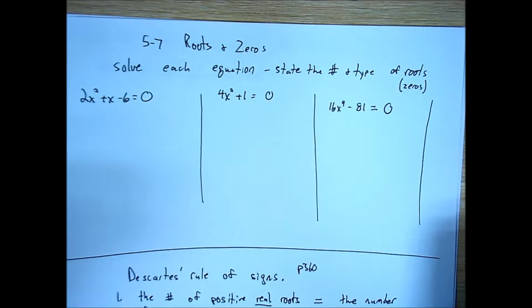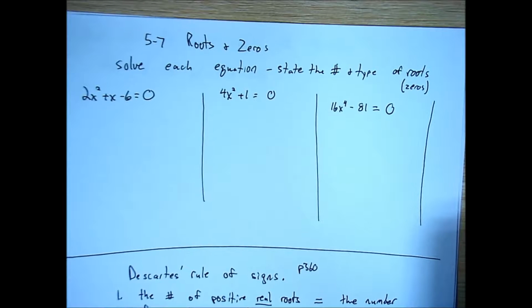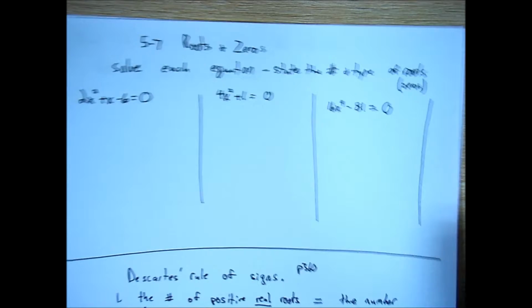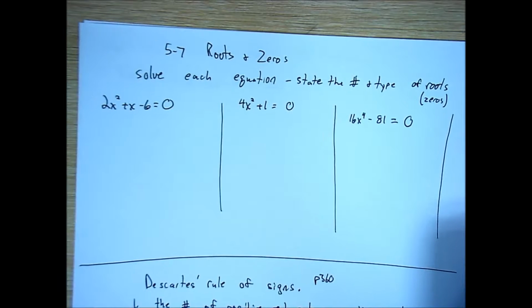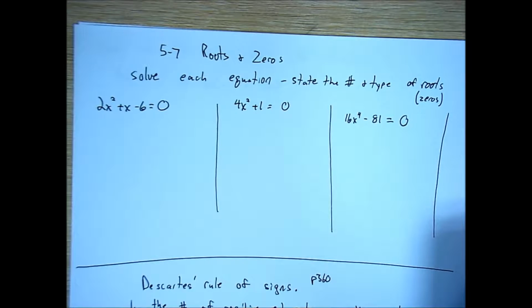Guys, today we have section 5-7 on roots and zeros. It's a bit of a longer lesson. There's going to be 4 types of problems we're going to be having today. Most of them are things that we've done before, and we're just adding a little bit onto, so hopefully it's not too bad.